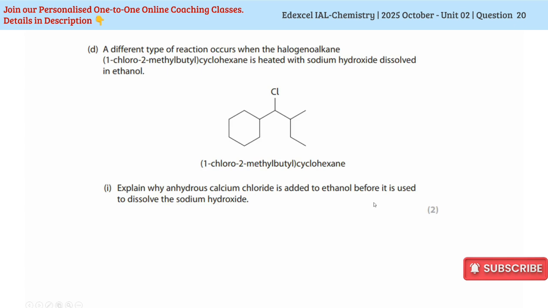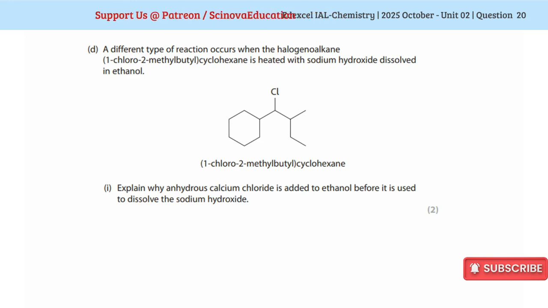A different type of reaction occurs when halogenoalkane 1-chloro-2-methyl-butyl cyclohexane is heated with sodium hydroxide dissolved in ethanol. Explain why anhydrous calcium chloride is added to ethanol before it is used to dissolve the sodium hydroxide.